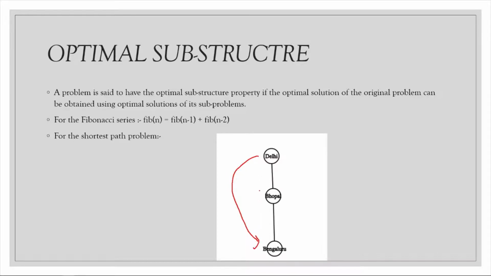We can take a midpoint in between, which can be considered as Bhopal in this problem. We can find the distance between Delhi and Bengaluru by just finding the distance between Delhi and Bhopal first, and then finding the distance between Bhopal and Bengaluru, and then combining these to get the solution to the original problem. In this, the subproblems were finding the distances between Delhi and Bhopal and Bhopal and Bangalore, and the original problem was finding the distance between Delhi and Bangalore.